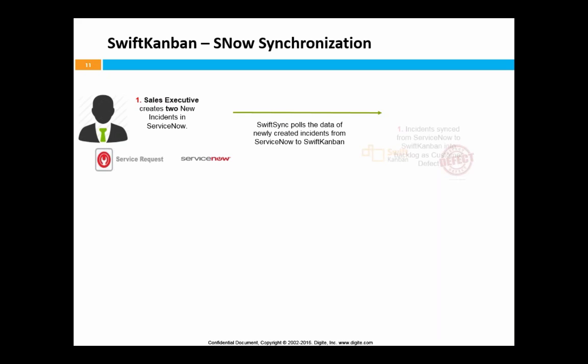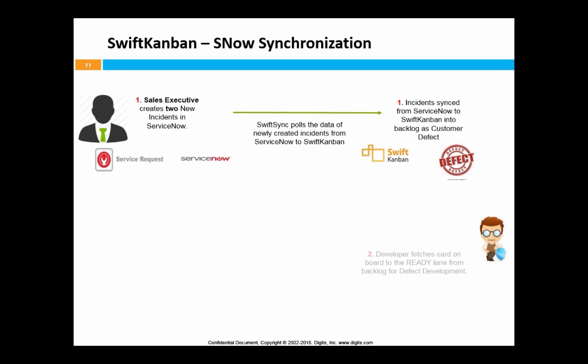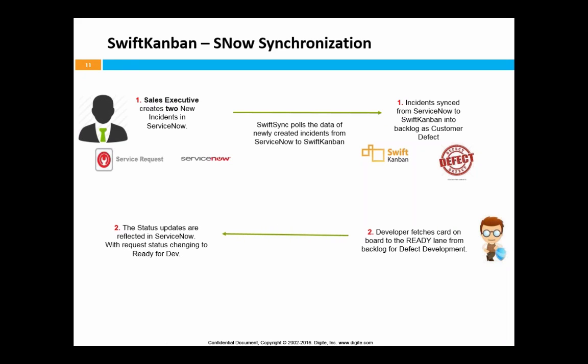into SwiftKanban with all the details that are filed on a particular incident: name, description, status, whatever data is being given in that incident in ServiceNow flows right into SwiftKanban, logging a defect, a customer defect. This customer defect is then addressed by the developer who is going to solve this defect. Let me quickly give the overview.